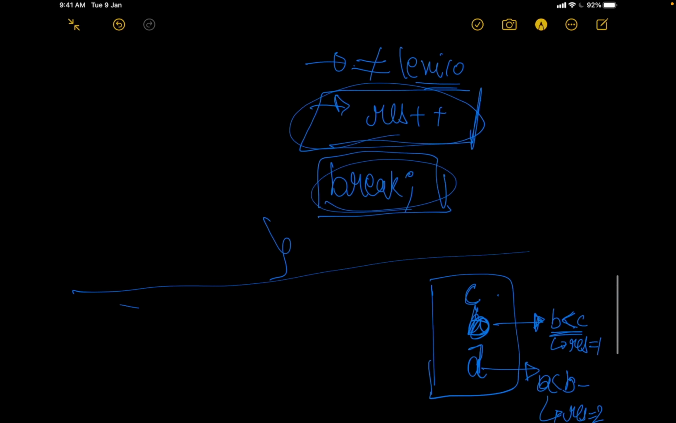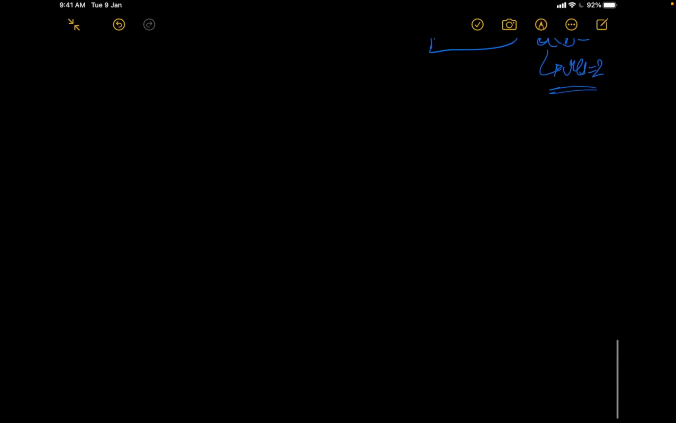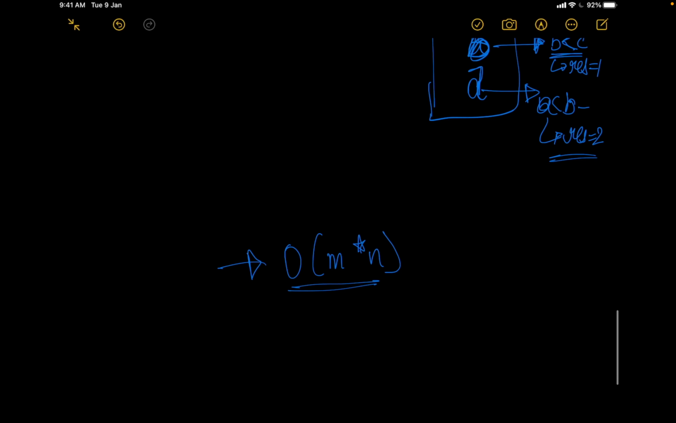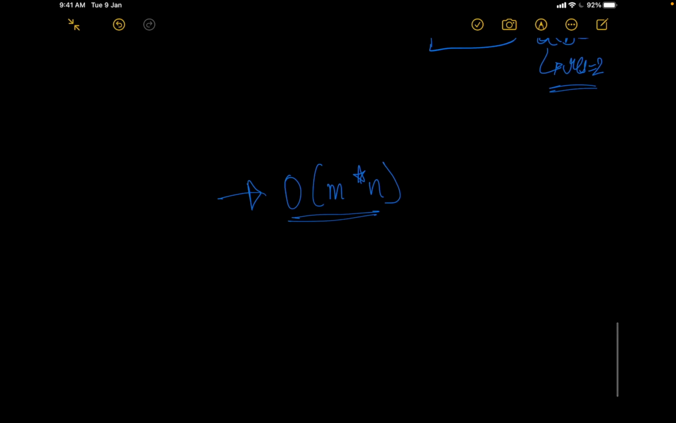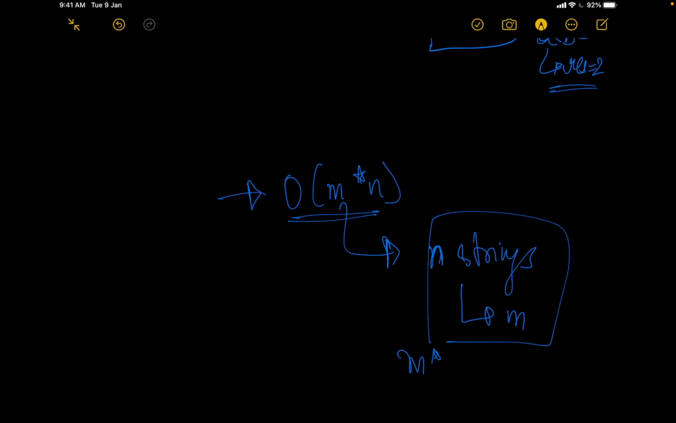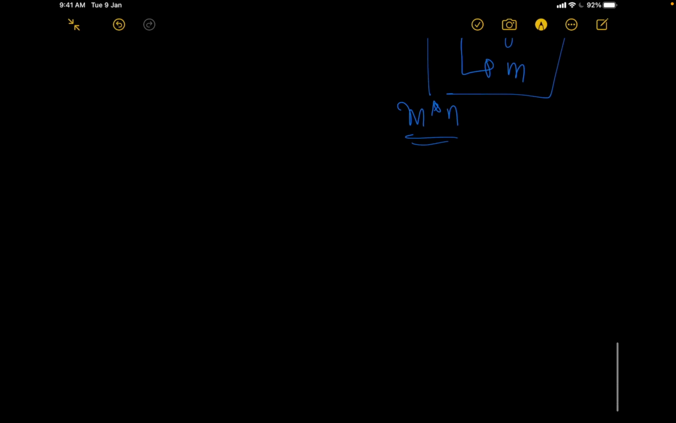I think the code is pretty simple. Let's understand the time complexity. The complexity for it is order of m into n. That is the case because we are checking all the characters that are present. Since I'm having n strings where each string has a length of m, I'm having m into n characters in total, and I'm traversing all of those m into n characters. Hence my time complexity for this is order of m into n.